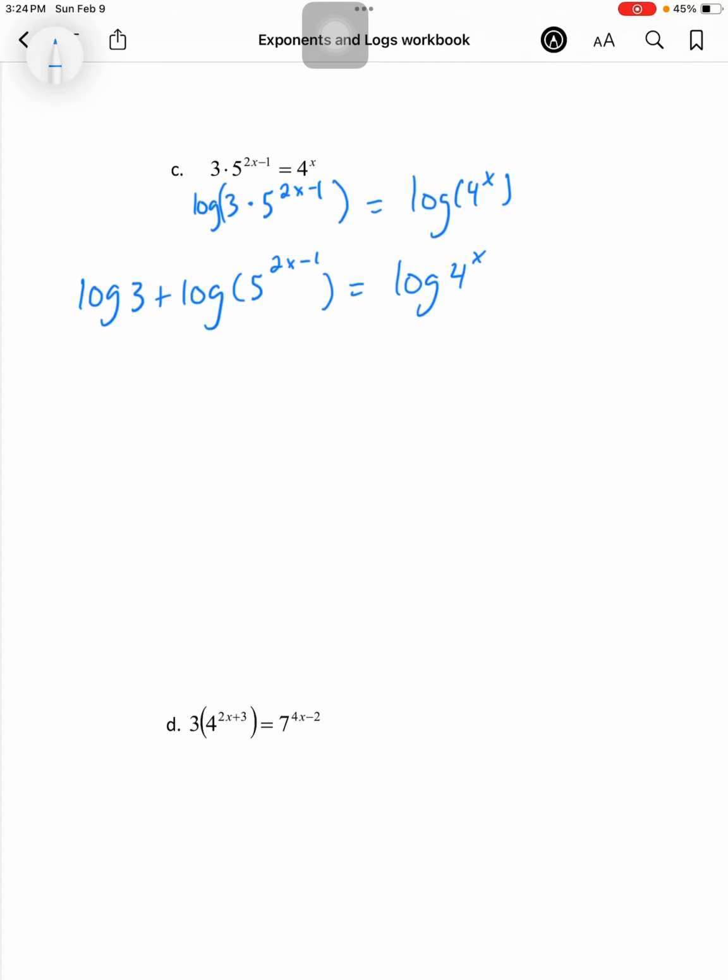We see we have an exponent, and we don't want that, so we move the whole exponent to the front. So log 3 plus 2x minus 1 and log 5 equals log 4x.